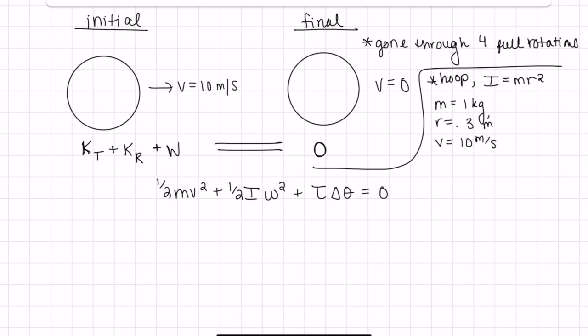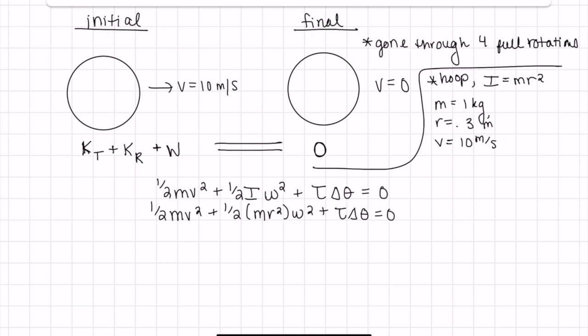So in the next step, I'm going to substitute in that mr squared for I. So 1/2 mv squared plus 1/2 mr squared omega squared plus tau d theta equals 0.